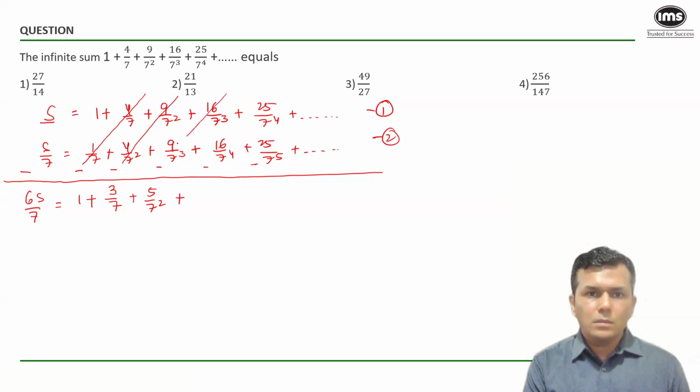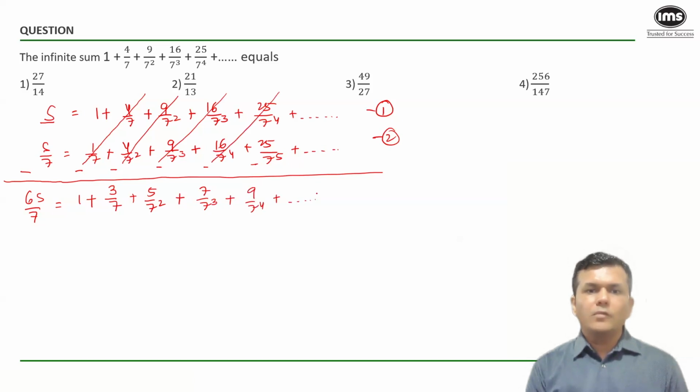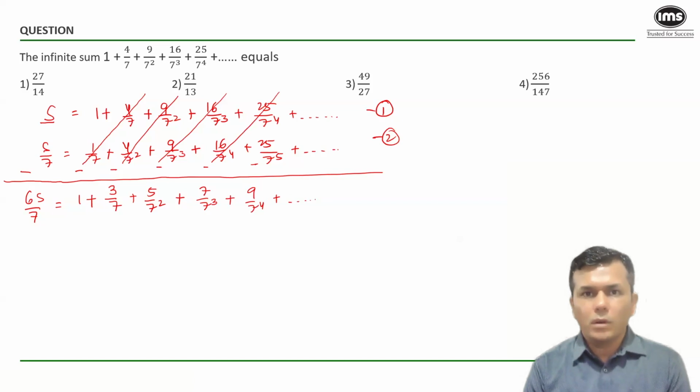This is 7 by 7 cube. And this is 9 by 7 raised to 4. This continues in the same manner. Have we now got a GP? Not yet. Okay. So maybe we can repeat the same process one more time and see what happens.